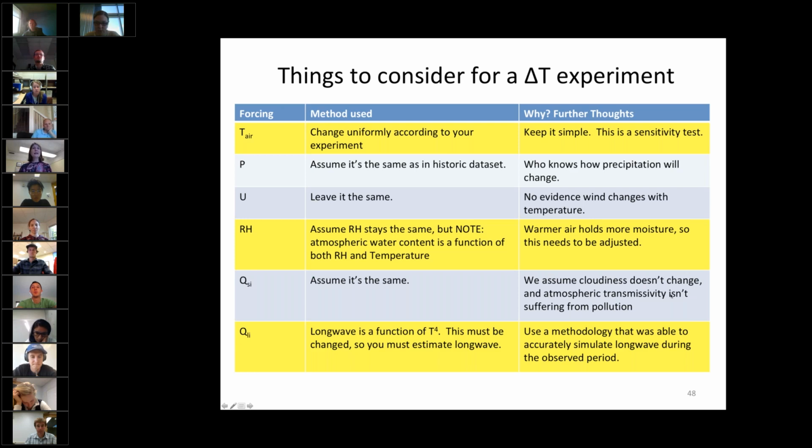Solar radiation, unless you think cloudiness is going to change at your location or that pollution is going to get worse, right? You suddenly have more smoke particles, probably you can assume it's the same. And then remember, long wave radiation is a function of temperature to the fourth, right? So this is the really key one. If you forget this, in a model that takes long wave as input, you're not getting what you want. Any questions on just basics? This again is for your project if you're interested in doing this for one of the sites. This is the rule of thumb you'd follow.